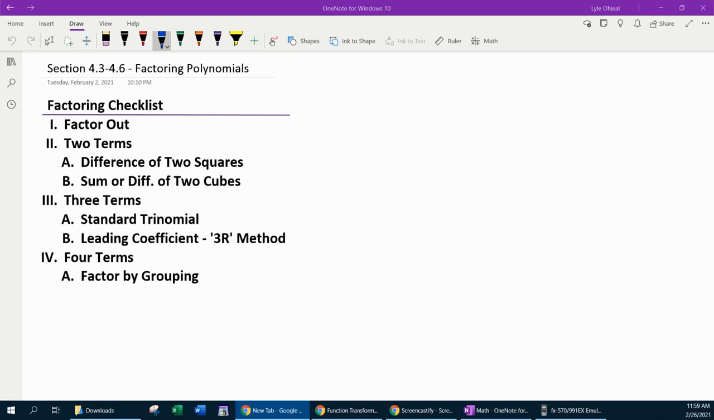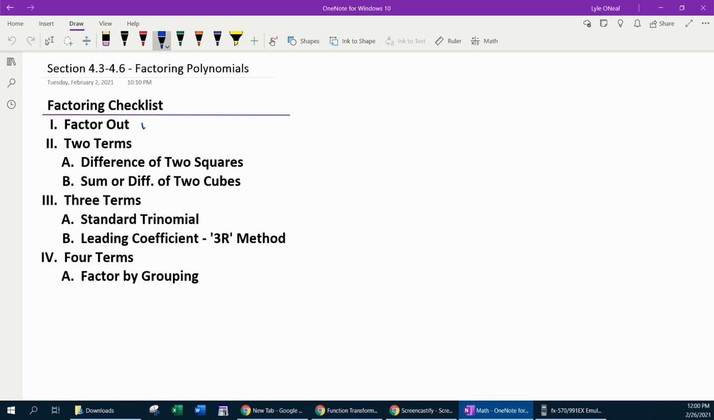This is going to cover several sections from our text, section 4.3, 4.4, 4.5, and 4.6. So this is going to be a comprehensive video on factoring polynomials where I'm going to cover all of the topics that you would cover in those sections. What I would like to start with is going through what I call the factoring checklist.